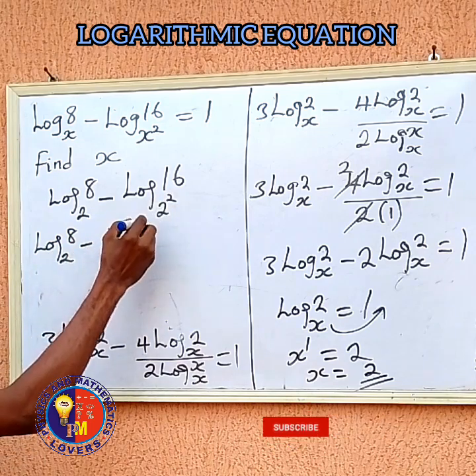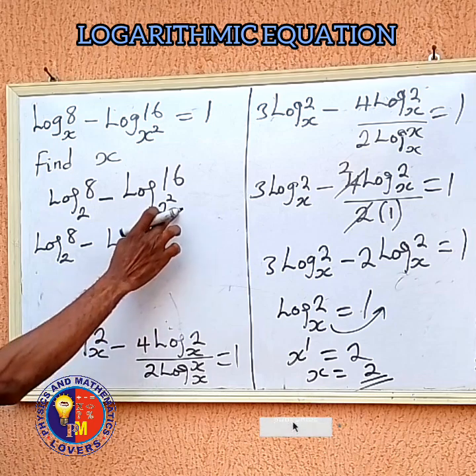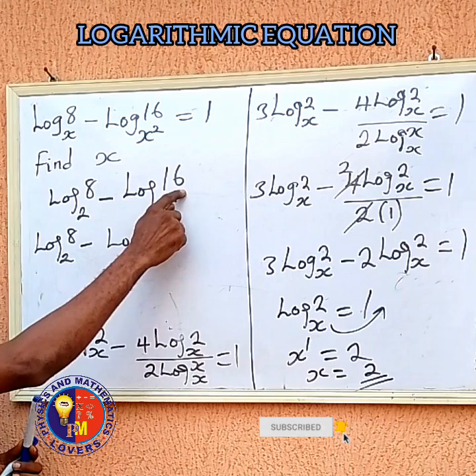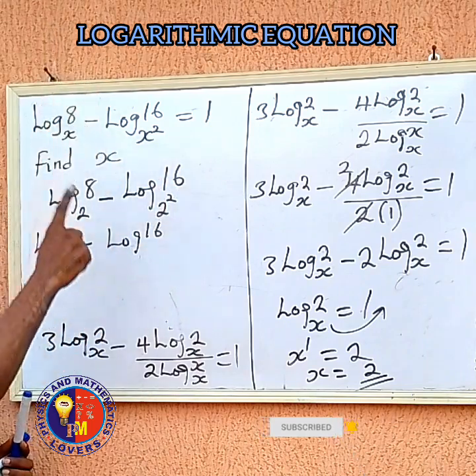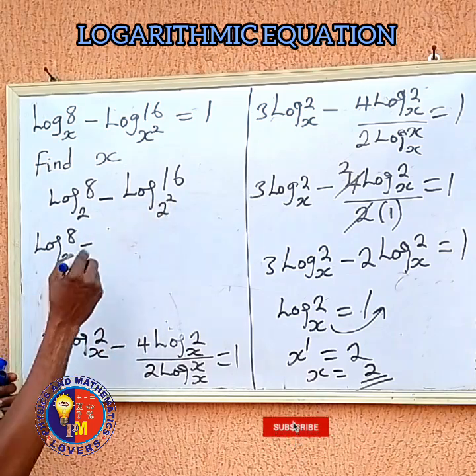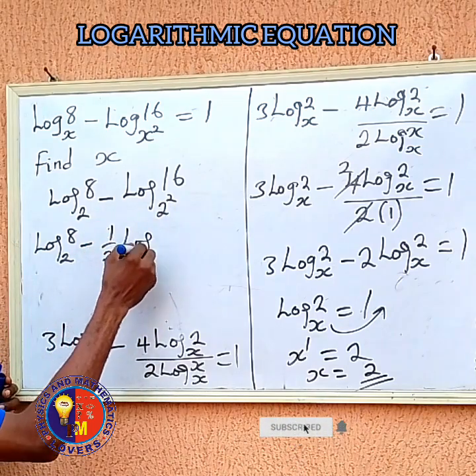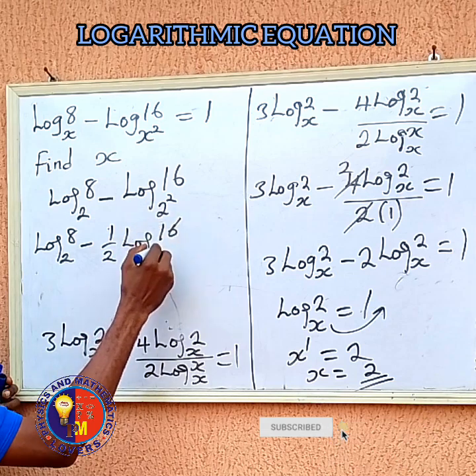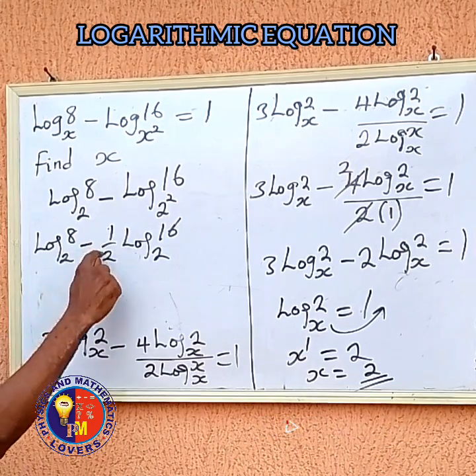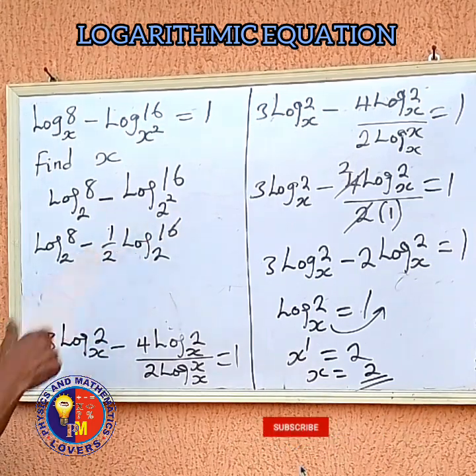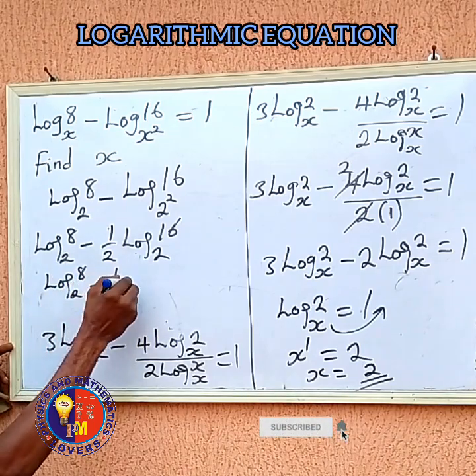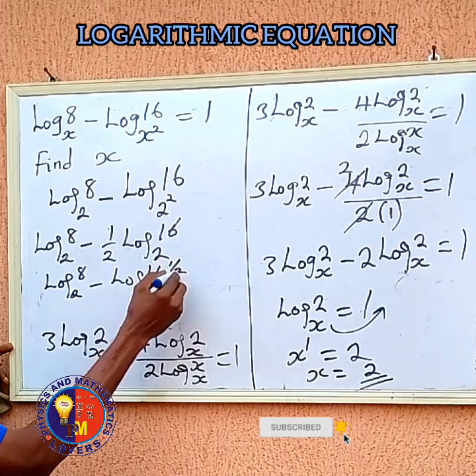Log 16. Then there is a law of logarithm. If the base is raised to any power, it means we are going to take 1 all over that power multiplying this. So which means we are going to take this 1 over 2, 1 over 2 log 16 to base 2. Okay, now, so this 1 over 2, according to another law of logarithm, 16 has to be raised to this power of half, which means we have log 8 to base 2 minus log 16 raised to the power 1 over 2 to base 2.